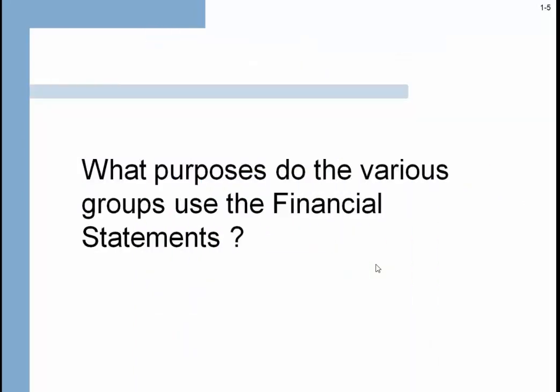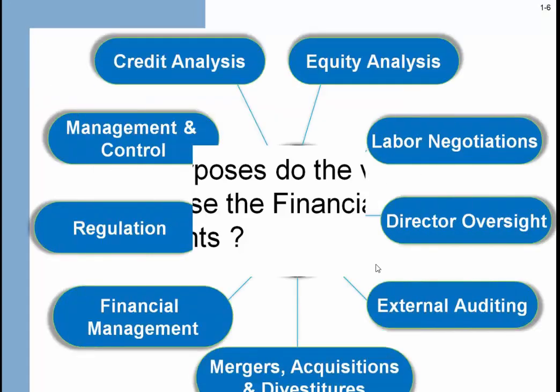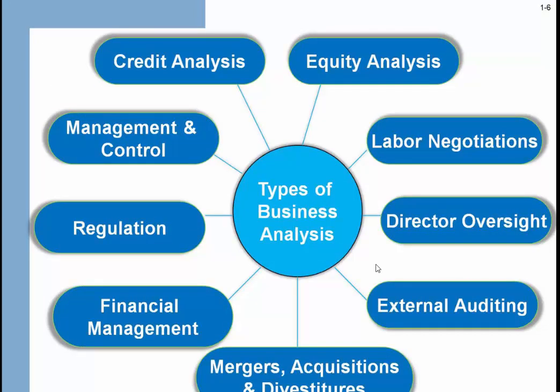What do each one of the groups use the financial statements for? They use it for a whole host of different things. Let's start with labor negotiations. If unions see that a company is making a significant amount of money, they may go back and say, well, we need to renegotiate our contract, or maybe we need to negotiate our contract.